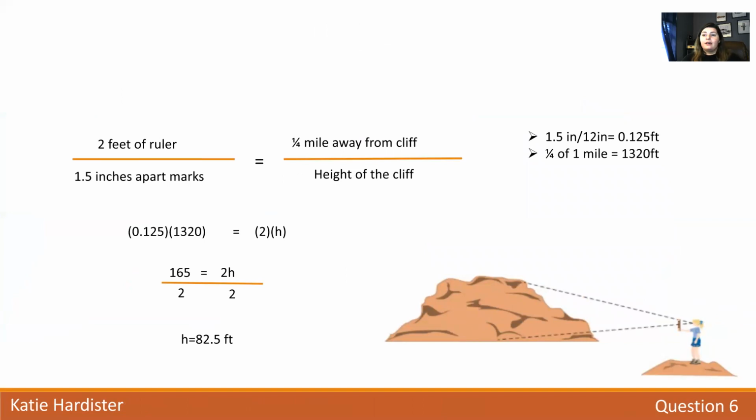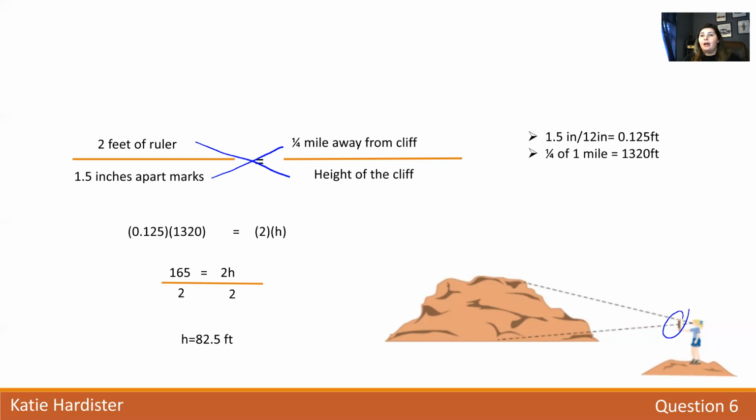So for our next and final question, we are trying to measure, of course, the height of this mountain. So our student was given a 2-foot ruler. So she has this here in her hand, her 2-foot ruler. And what we would do is cross multiply. So we're going to cross multiply 2 feet by the height of the cliff and 1.5 inches apart by 1/4 of a mile away from the cliff. So I would just, like I said, cross multiply. So that would be the answer there.